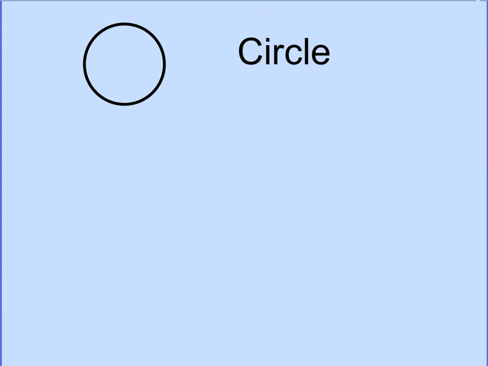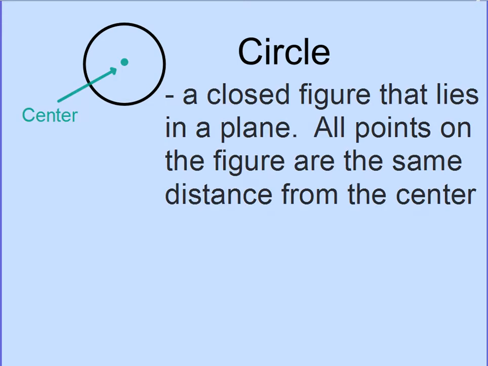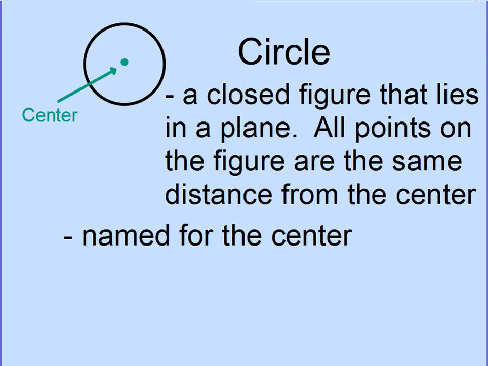Now let's talk about circles, and we are really close to being done. Hang in there. Circles are defined as a closed figure that lies in a plane, made up of all points in the figure that are the same distance from a center point. In other words, circles are defined by a center point and made up of all the points that are equidistant from that point. Hence, circles are named for that center point. If I call this center point point G, then this circle is actually named circle G.